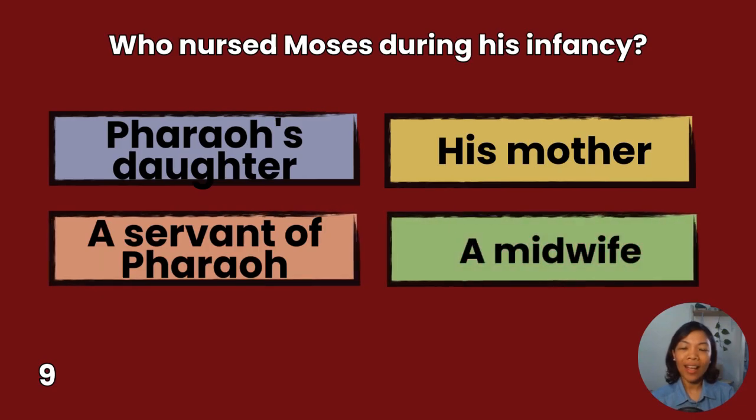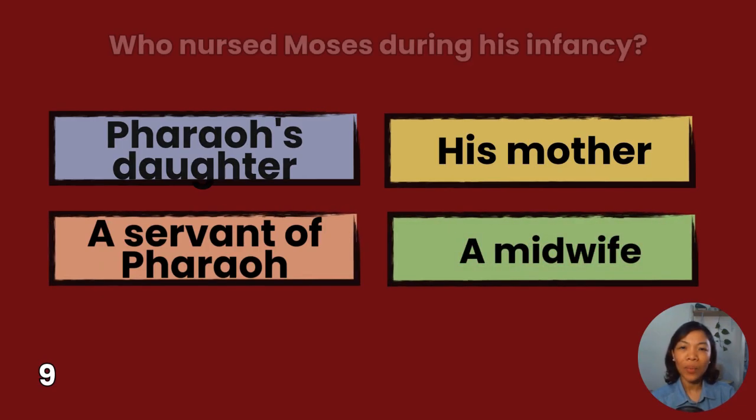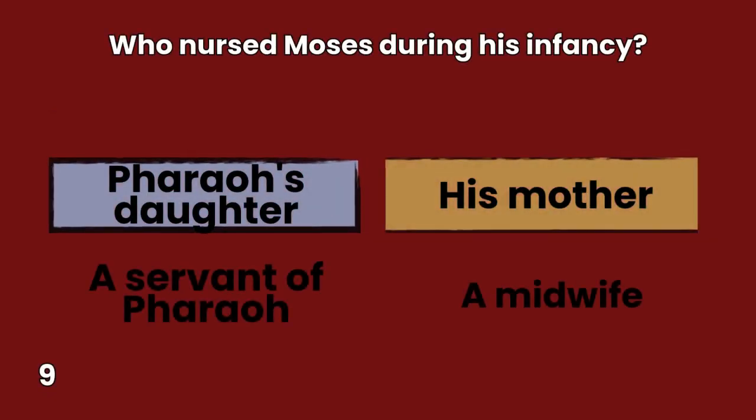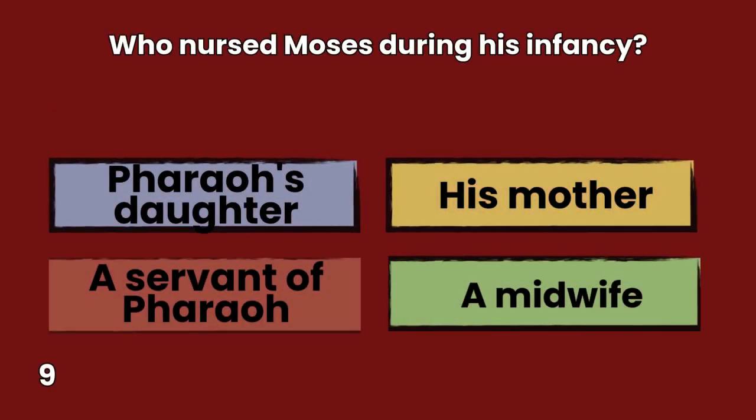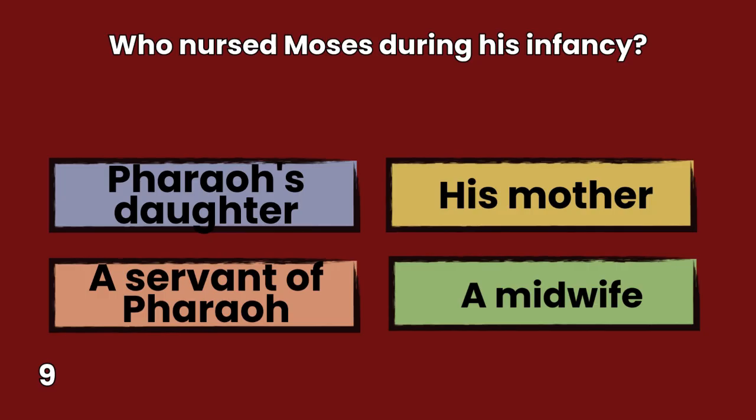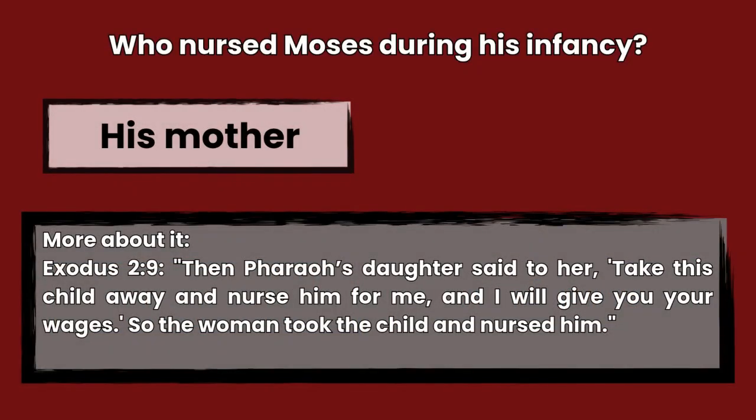9. Who nursed Moses during his infancy? Pharaoh's daughter, a servant of Pharaoh, his mother, a midwife. You have 10 seconds to answer. The answer is his mother, Exodus 2:9. Then Pharaoh's daughter said to her, "Take this child away and nurse him for me, and I will give you your wages." So the woman took the child and nursed him.